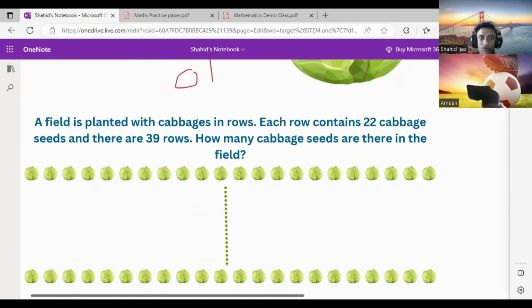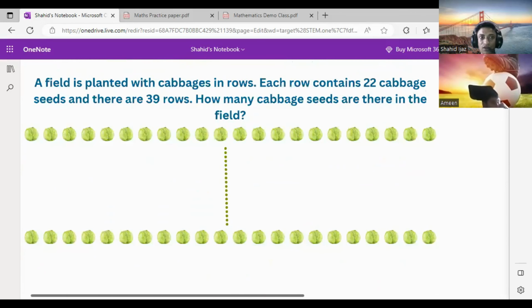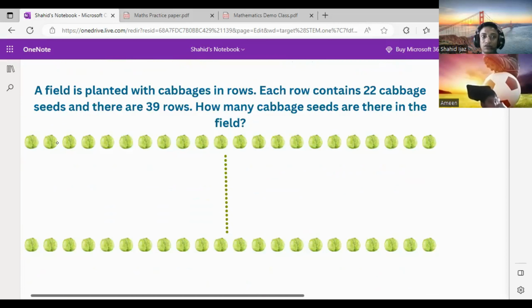Great. Look at the question. I prepared this like this. In rows, there are 22 cabbages. And in columns, there are 39 rows. So he is asking how many cabbage seeds are there in the field, total seeds. So how can we calculate? Do you have any idea how we should calculate them?